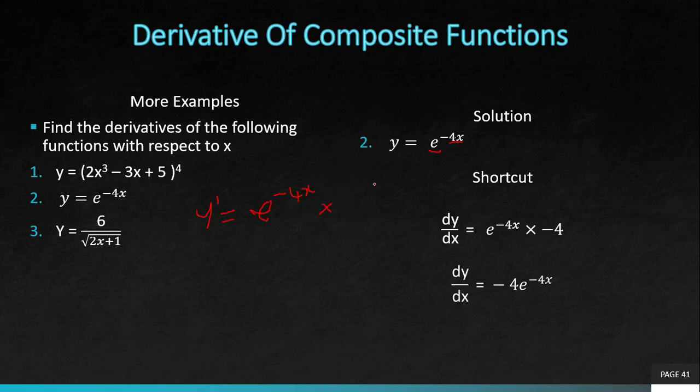Let's go into the innermost function. The innermost function here is minus 4x. If we differentiate minus 4x, we get minus 4. And that is it. We've gotten the solution to this composite function using our shortcut. Very slick, right? Wonderful. Let's go on to the third example.